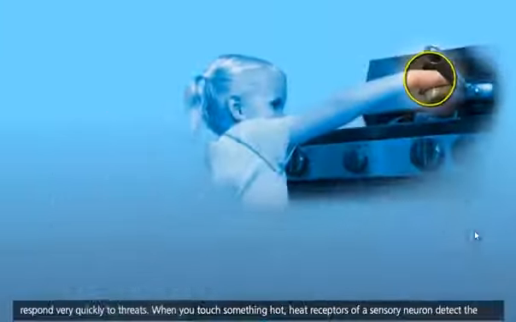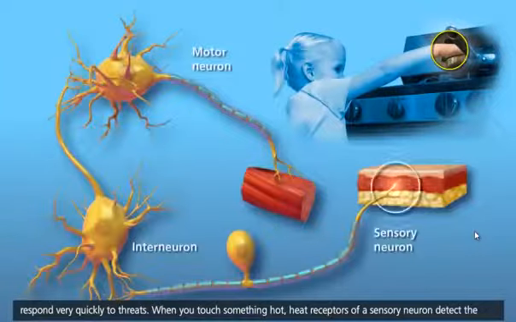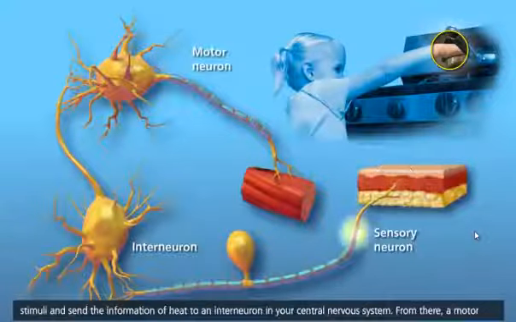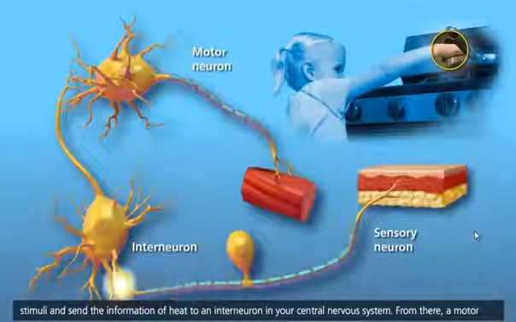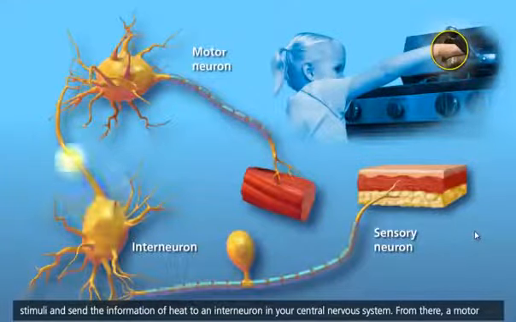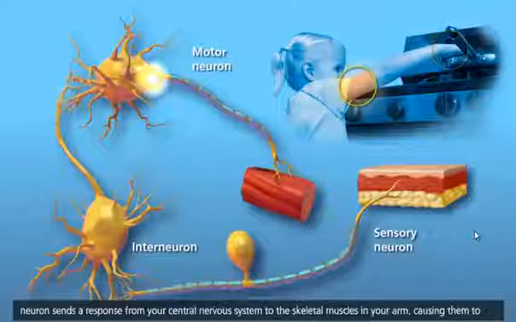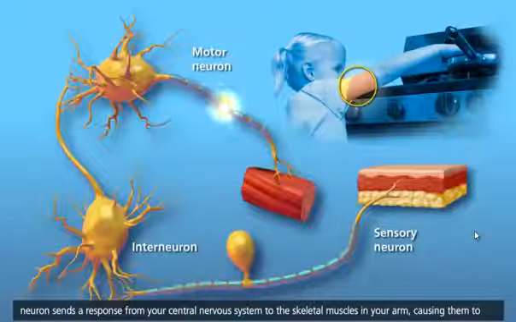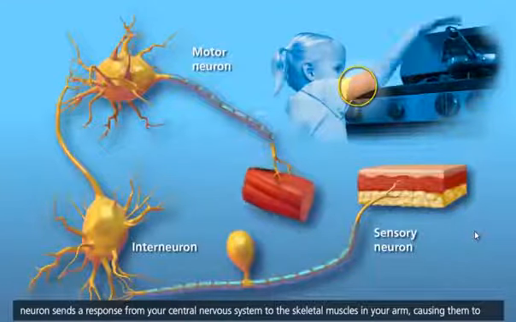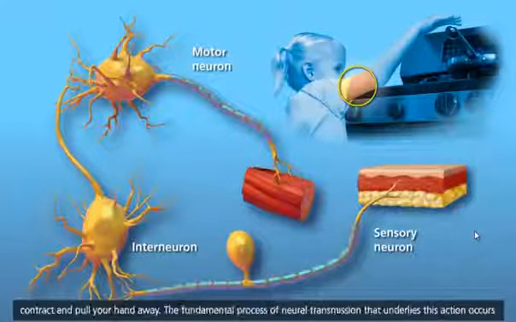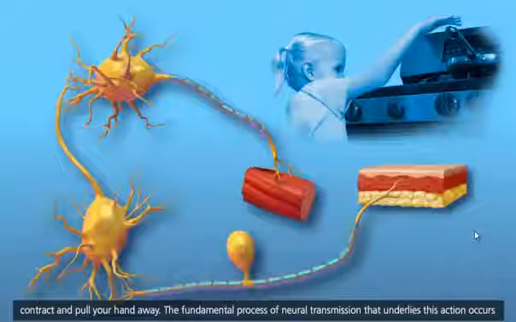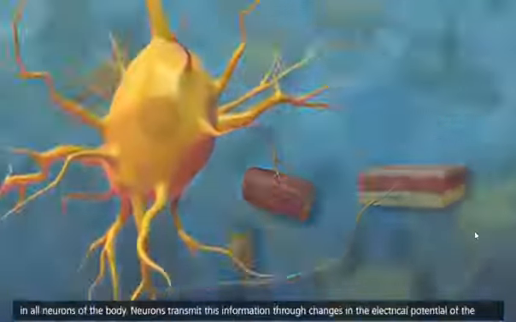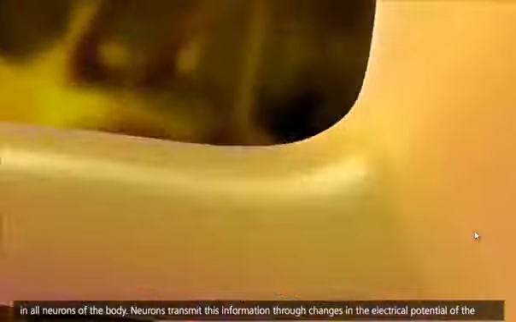When you touch something hot, heat receptors of a sensory neuron detect the stimulus and send the information of heat to an interneuron in your central nervous system. From there, a motor neuron sends a response from your central nervous system to the skeletal muscles in your arm, causing them to contract and pull your hand away. The fundamental process of neural transmission that underlies this action occurs in all neurons of the body.